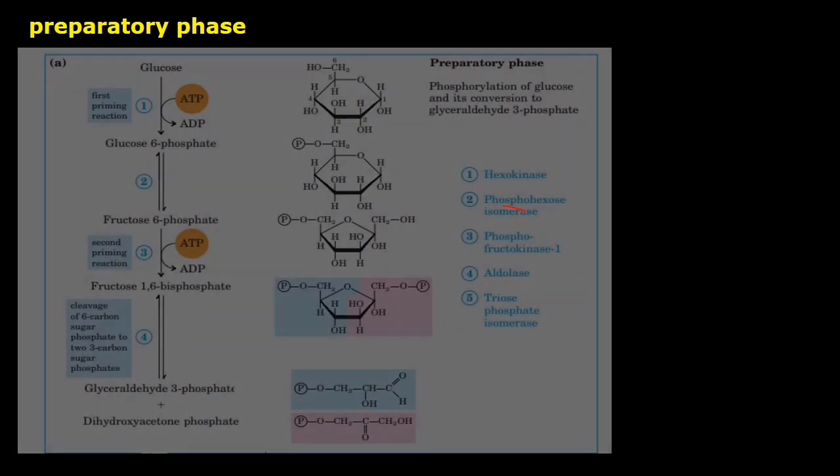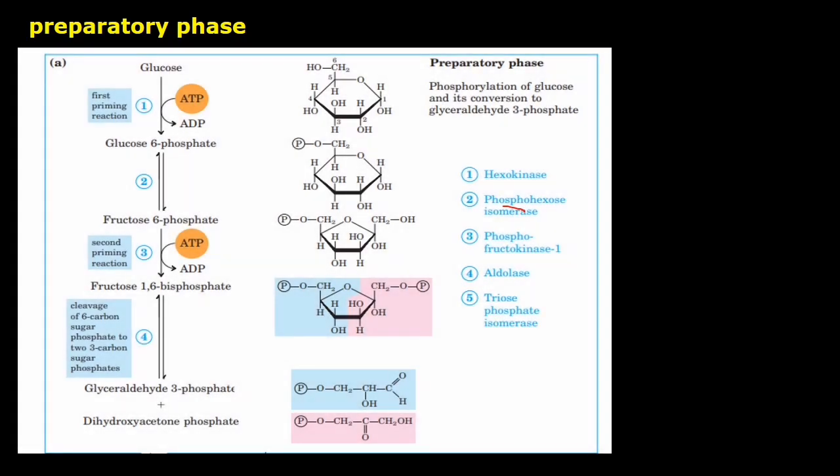So in the preparatory phase, we get glucose 6-phosphate from glucose. It consumes ATP and releases ADP, which is catalyzed by the enzyme called hexokinase. This is known as a priming reaction because we consume energy in this step.